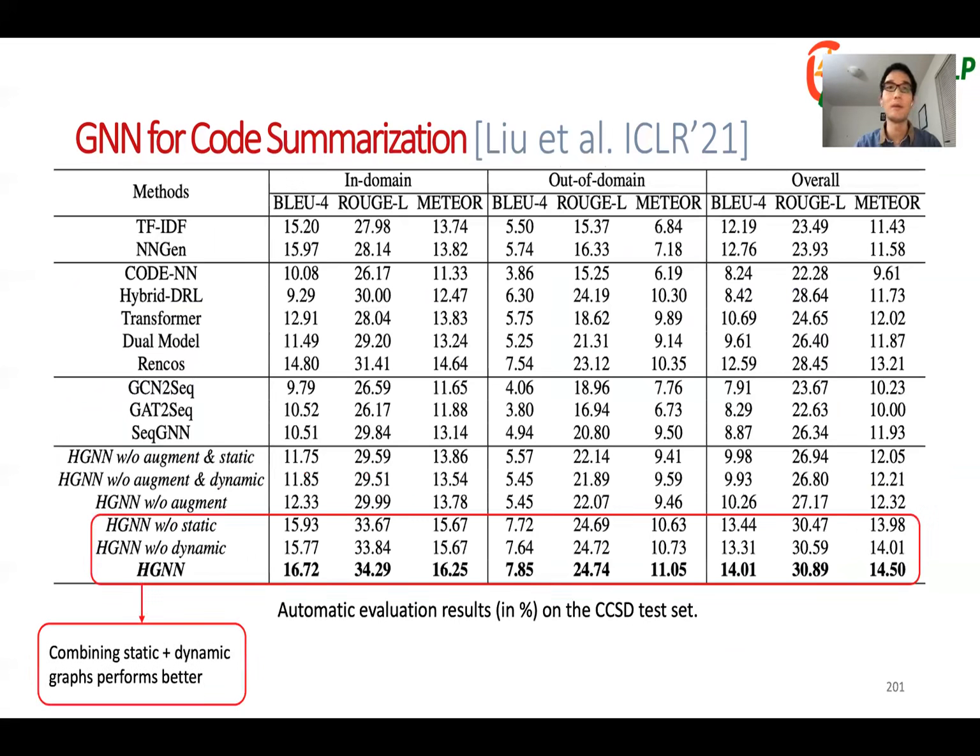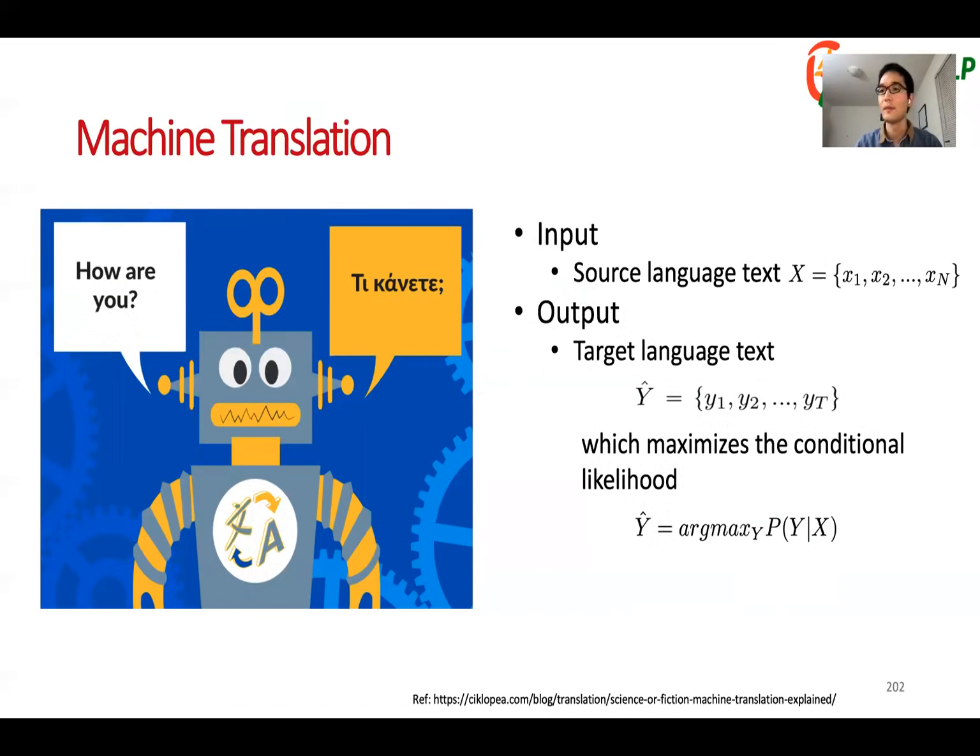And the experimental results showed that combining static with the dynamic graphs performs better than only using the static graph or the dynamic graph. Now let's move to the machine translation application. The machine translation task aims to convert the source language text to a text in a target language.